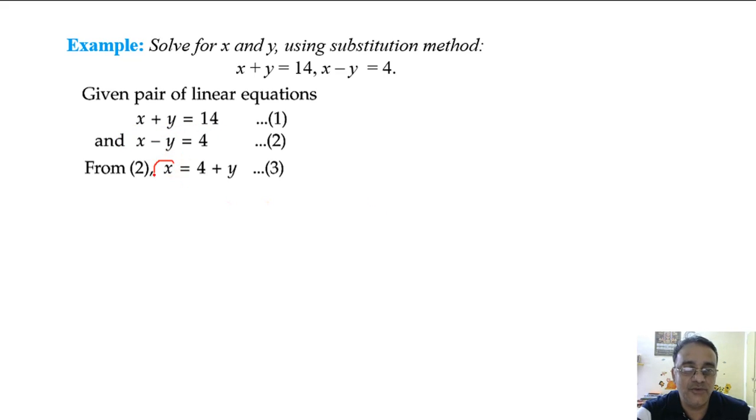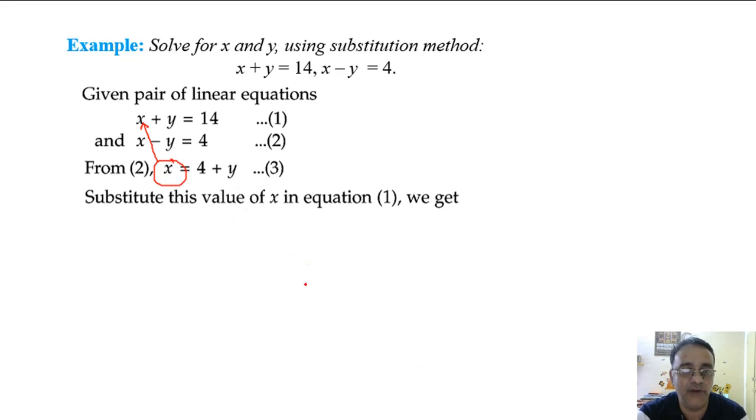ठीक है, इक्वेशन 2 से x को y के टर्म्स में लिखा हूं, तो वो फर्स्ट इक्वेशन में सब्स्टिट्यूट करना है. If you are taking variable from one equation, you have to substitute it in 2. If you are taking variable from second equation, you have to substitute in first. So substituting x in equation 1 will get 4 plus y is equals to 14.